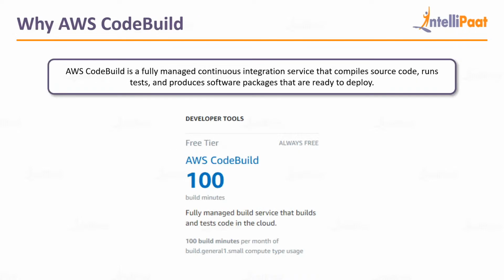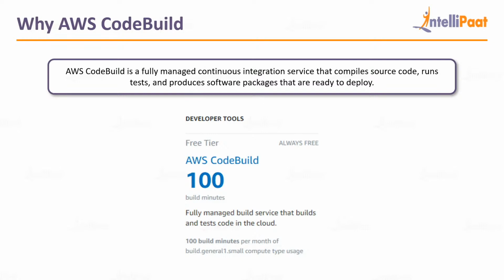Next is CodeBuild. So AWS CodeBuild is a fully managed continuous integration service. Continuous integration in the sense, whenever there is a code change, it will automatically detect it and build the code. So that compiles source code, runs tests, and produces software packages that are ready to deploy. So you can use CodeBuild to build your code directly, taking it from GitHub or CodeCommit, and also test them. So once it is done, you can push your code into CodeDeploy. So that's what you're able to see here.